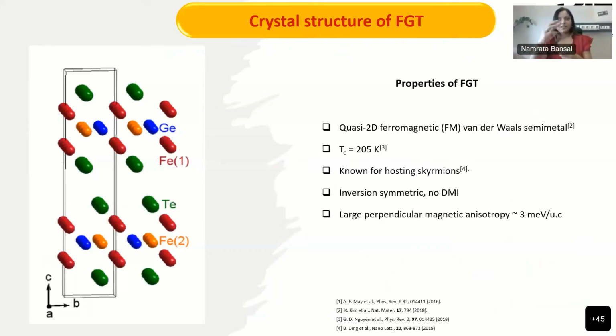Now these layers are separated by two tellurium atoms by weak van der Waals forces, and hence one unit cell of FGT is formed. Now if I talk about the properties of FGT, it's a quasi two-dimensional ferromagnetic van der Waals semi-metal. Its Curie temperature is quite high compared to other such materials, which is 205 Kelvin. It's known for hosting skyrmions. It has an inversion symmetry due to which there is no DMI, and it has a large perpendicular magnetic anisotropy.